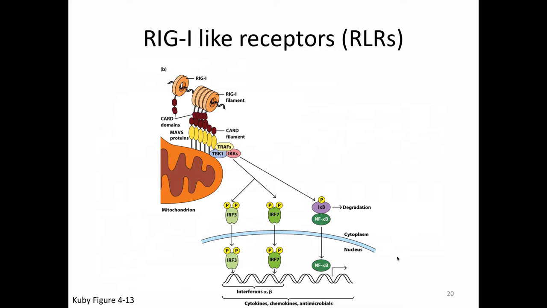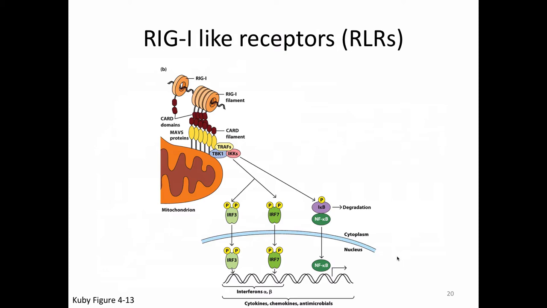So RIG-I is no exception. It's working near the mitochondria. It's binding to nucleic acid. In specifics of RIG-I, it's RNA, though there are some RLRs that bind a few different things. And so RIG-I is in the cytoplasm. It's binding to nucleic acid, particularly RNA from a virus.